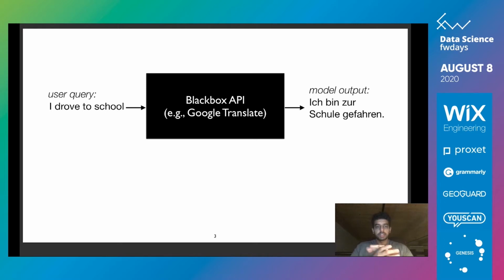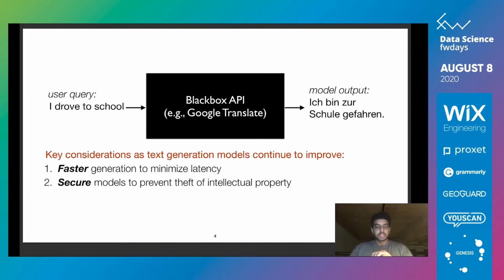So in this talk, we're going to discuss a couple of key considerations when you think about this pipeline. So the first is that it's becoming increasingly more common to deploy text generation models in these kinds of pipelines. And text generation models have been rapidly improving over the past few years. You might have seen, for example, very recently, OpenAI's GPT-3 had a lot of headlines partly because of its impressive text generation capabilities. And a trend that you might have noticed is that text generation architectures are growing increasingly large, and they're requiring increasingly more compute to actually use.